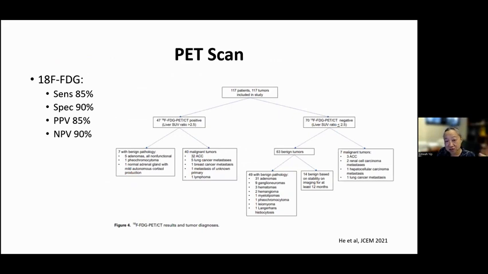So PET scan has been looked at as well. In this particular study, it had fairly good sensitivity, specificity, PPV, and NPV. PET scans, as we all know, are not super cost effective, and so I'm not sure that this is the ideal way to screen and decide who needs surgery either.